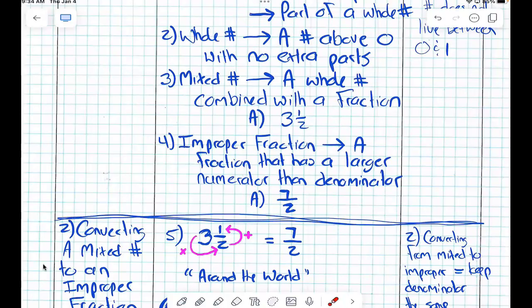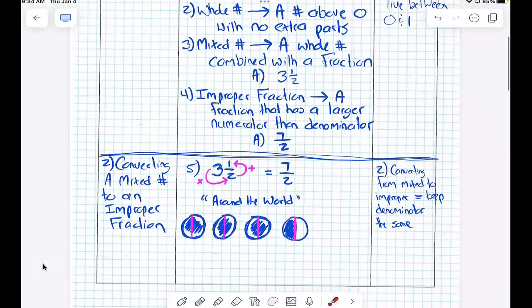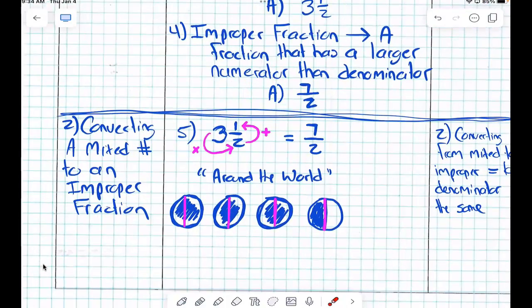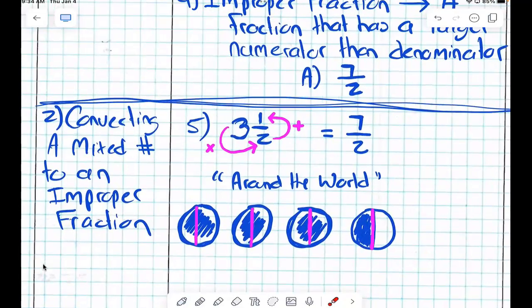Usually, the fractions we've seen in the past, the numerator was smaller than the denominator, so that was what makes it improper. All right, when we convert from a mixed number to an improper fraction, we do this thing called around the world, which simply states we take the whole number and we do what to the denominator? We multiply, right? Yeah. And then once we get that, we go from the denominator to the numerator, and what do we do with that?